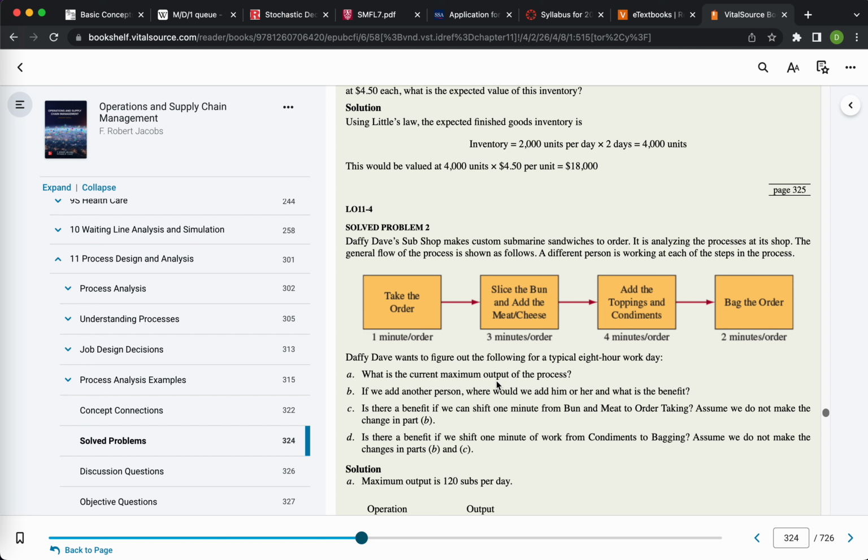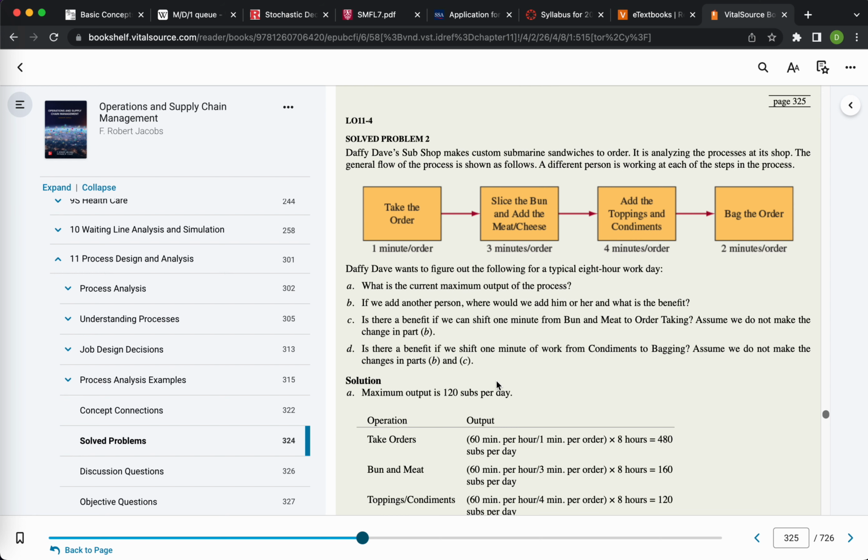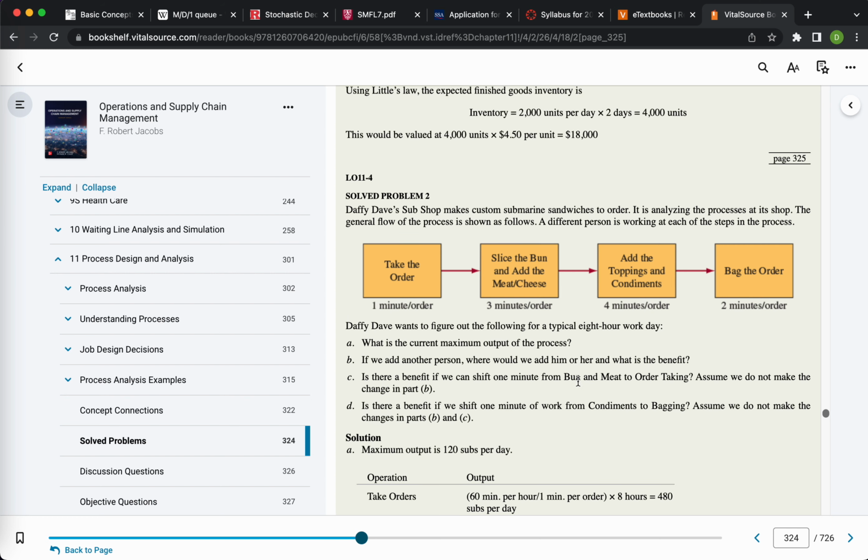Now, we will make some simple assumptions. We will assume that we are working in 8-hour shifts, right? So if you're working in 8-hour shifts, how many subs can you make in a day? That's what you want to calculate. Remember, look at all the processes that you have and look at the one that takes the most amount of time. That is your bottleneck, right? Here, adding toppings and condiments is the bottleneck. It takes 4 minutes per order. Everything else takes less, which means that whatever capacity you get for this particular part of the process is the capacity for the whole process, right?